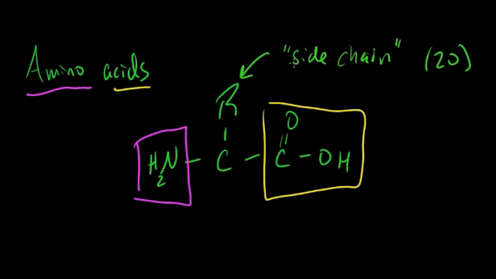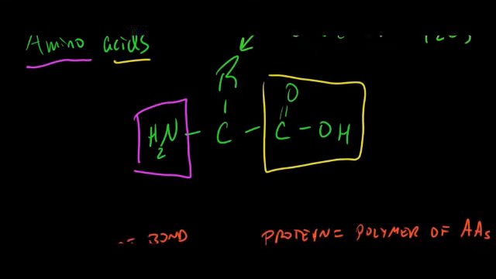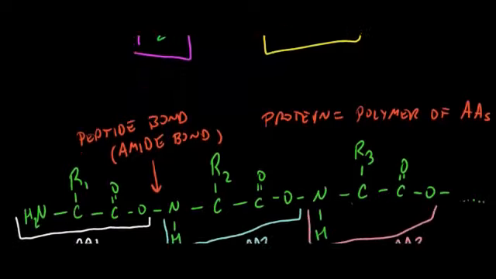11 of these our body can synthesize. 9 of them are known as essential, that we cannot synthesize, that we have to get from our diets. But that's not what we're going to be talking about in this video. We're going to talk a little bit more about these amino acids. They make up proteins.